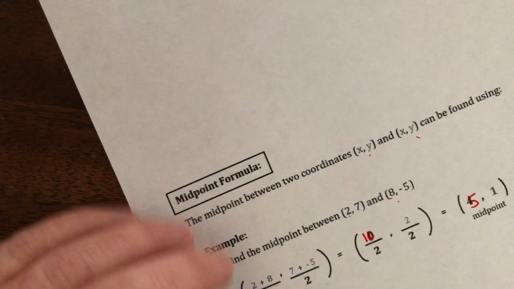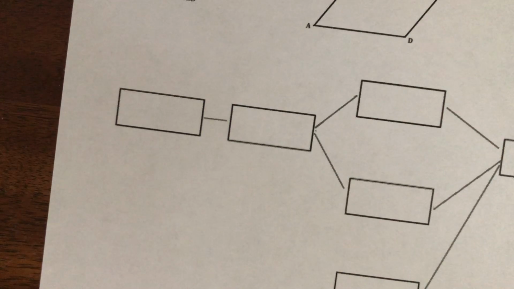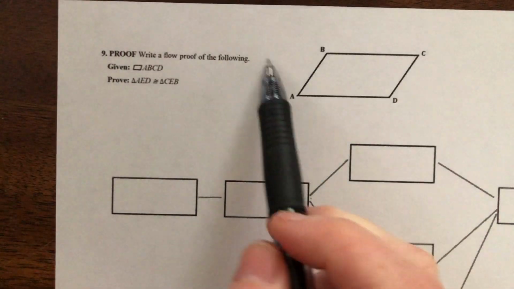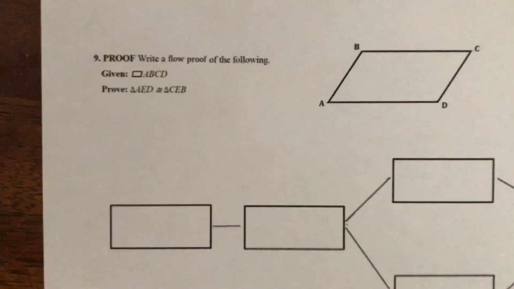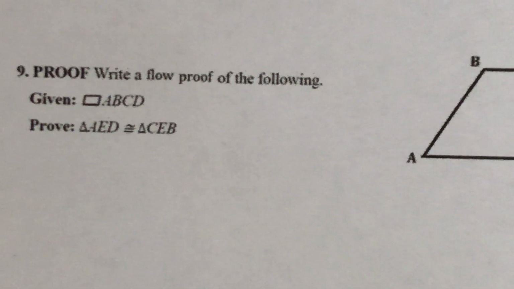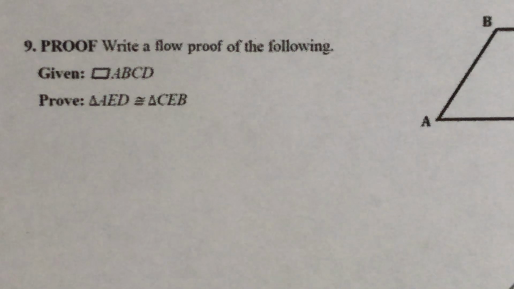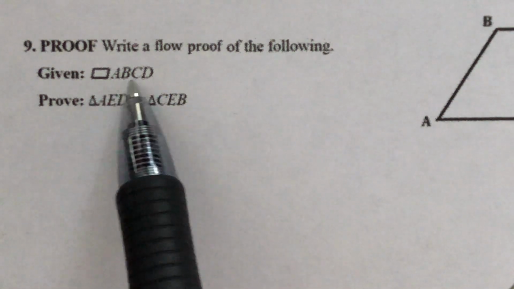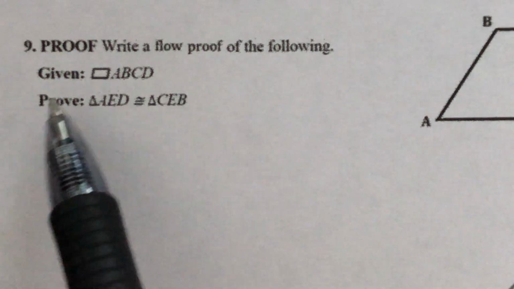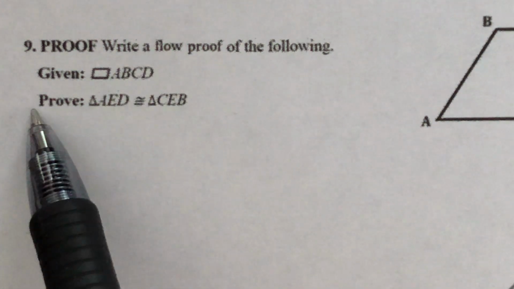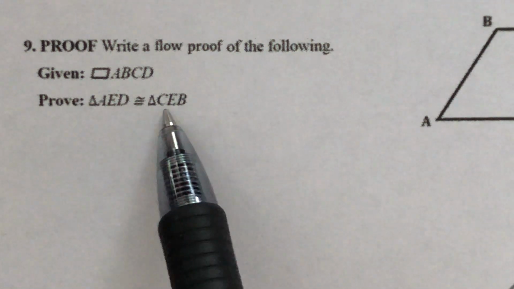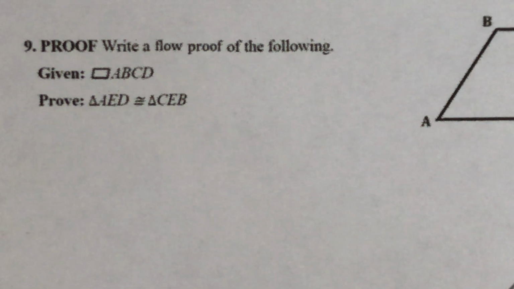Okay, lastly, we have a flow proof. Now, actually, on the worksheet I got this from, all they gave you was this guy right here. That's it. There was no picture. It said, write a flow proof of the following, and then it told you the given was parallelogram ABCD, and given parallelogram ABCD, you had to prove the triangle AED is congruent to CEB. Well, wait a second, I don't see the letter E. Where did that come from, right?